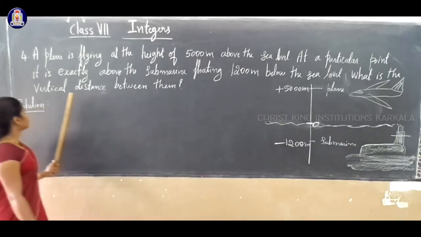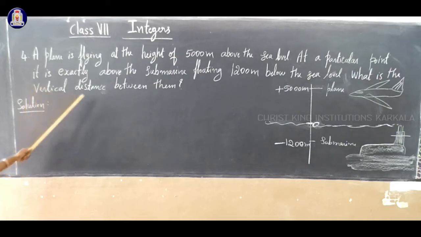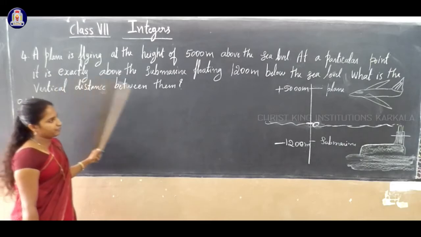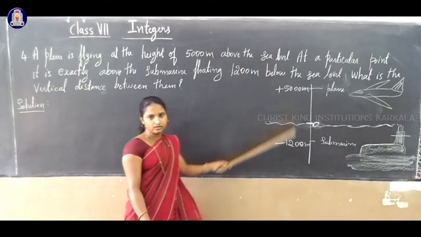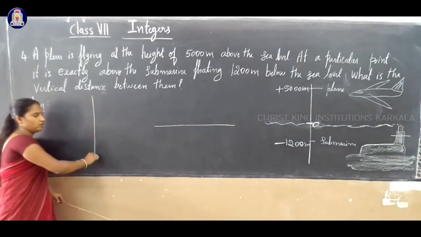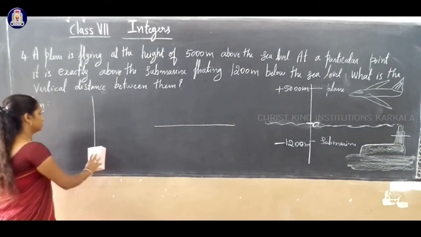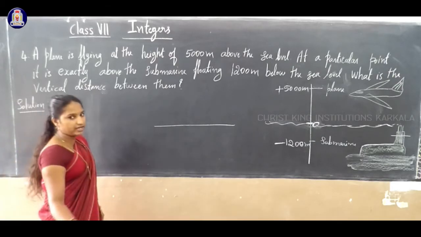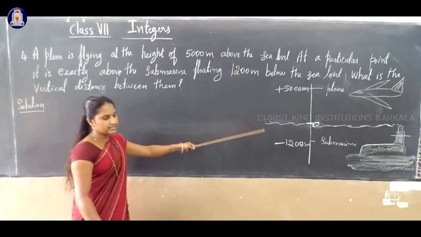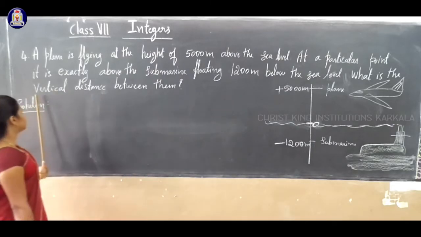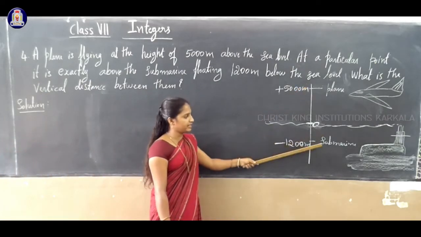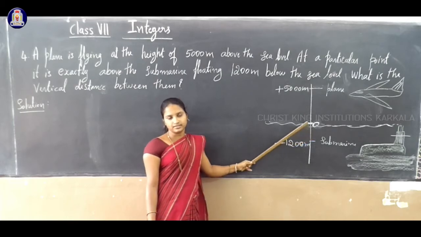So now what is the question? The question is, what is the vertical distance between them? This is the vertical line, right? This is a horizontal line, and this is called the vertical line. Clear? So now you have to find out the distance between the plane and the submarine. That is the question. What is the vertical distance between them? So you will find the distance between the plane and the submarine.